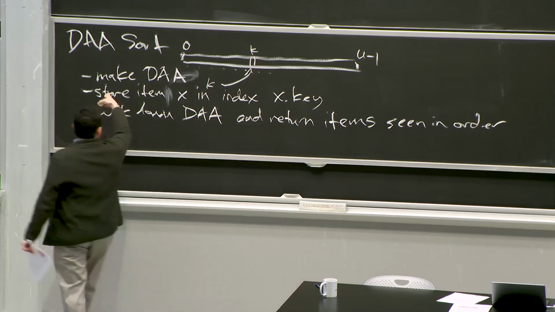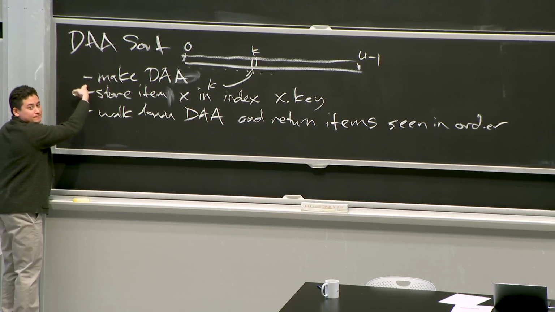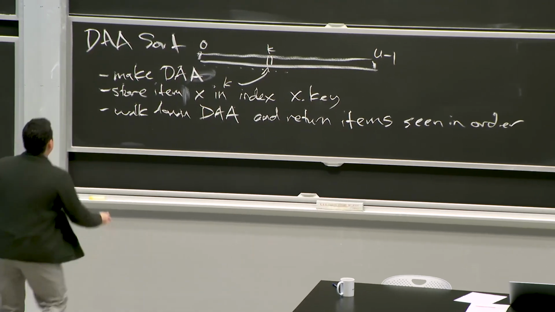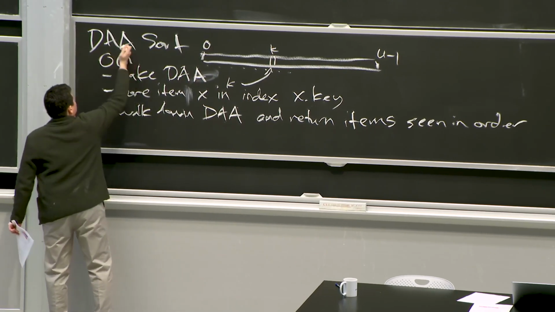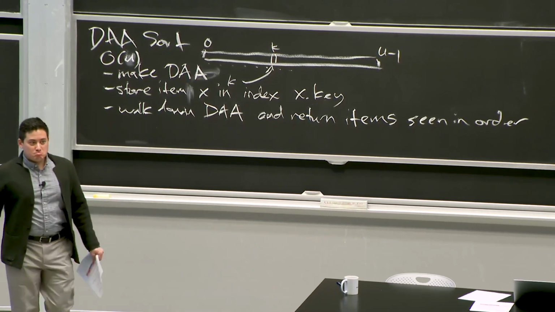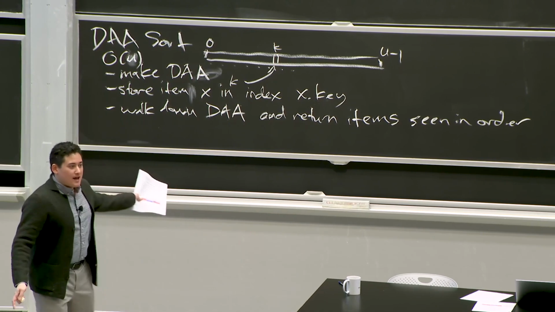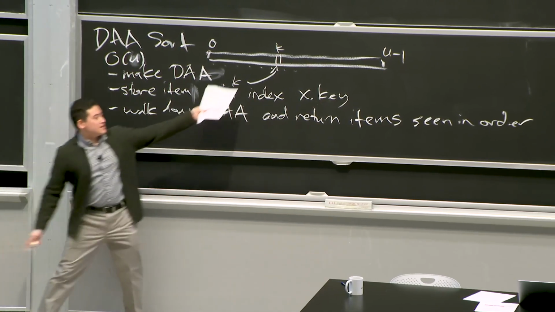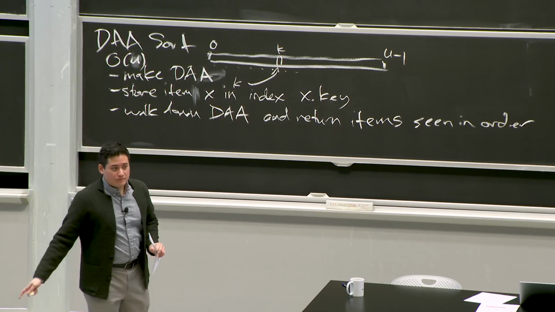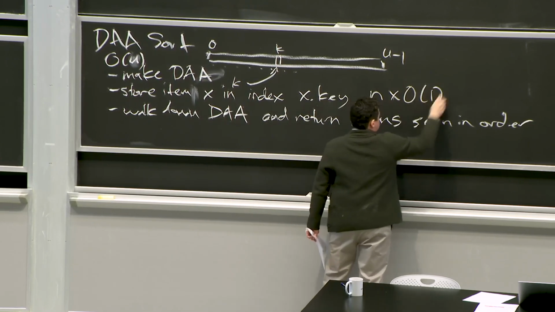All right, how long does this step take? Building a direct access array, order U. Okay, so this is order U. How long does this take? How many items do I have to insert? Order n, or just n. And how long does it take to insert each one of these things into my direct access array? Worst case constant time, right? So this is n times worst case constant time.